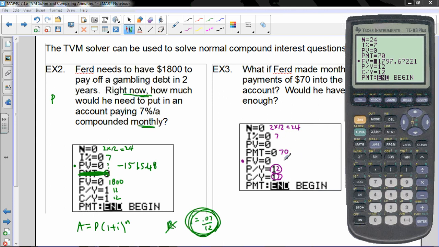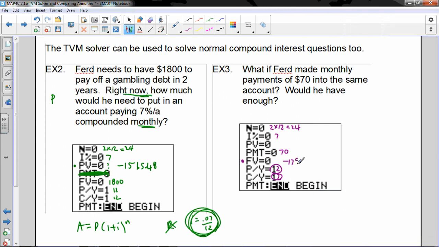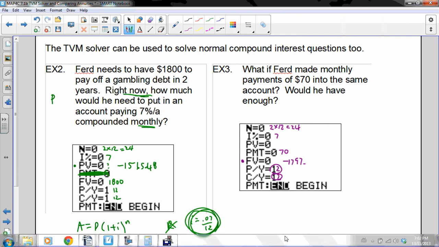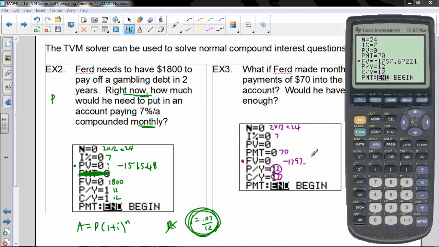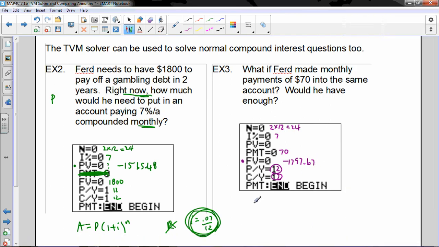So there, 1,797 point, what was the decimals? 67 cents. So he's going to be just short. He will be, what's that? That's $2.23 short. I imagine he'll be able to make that up rather than get his thumbs broken.